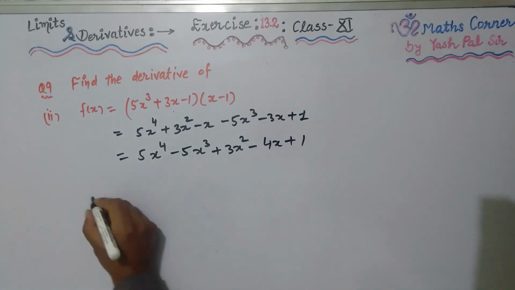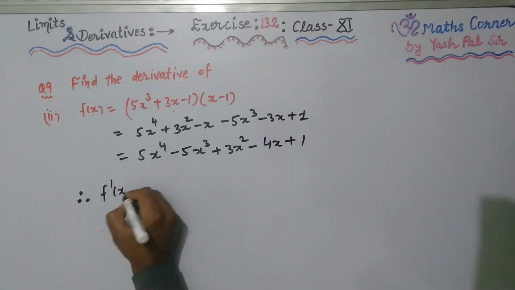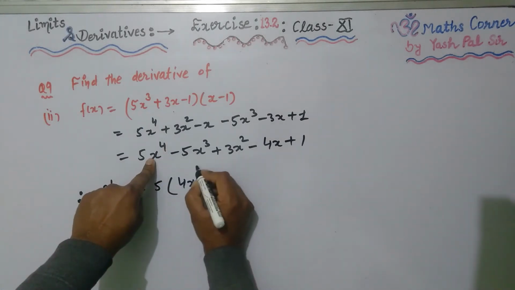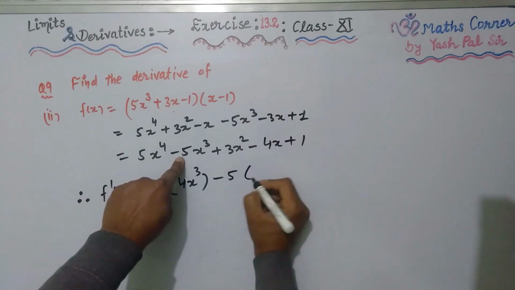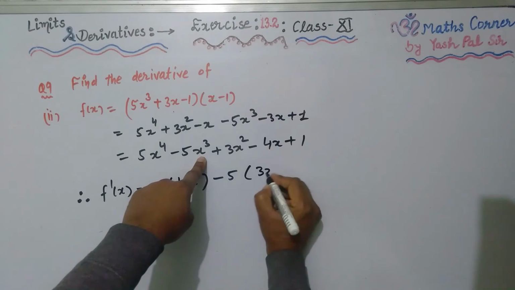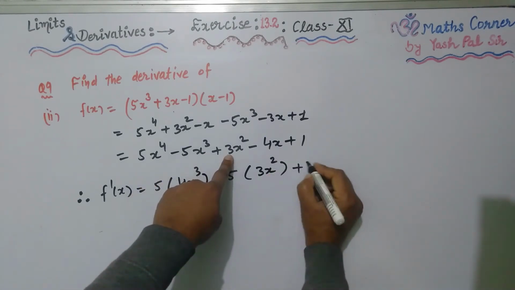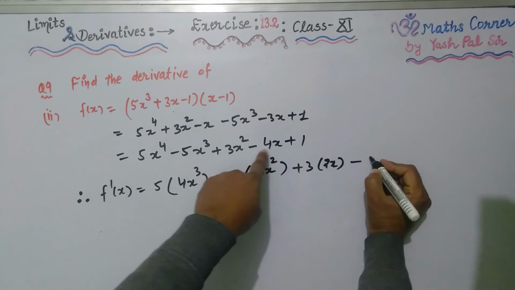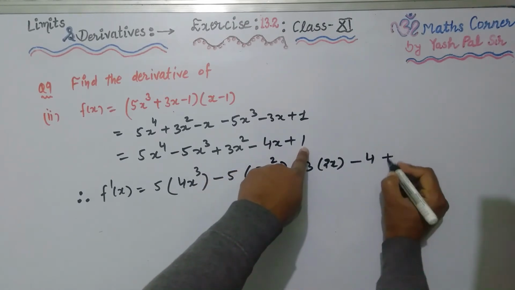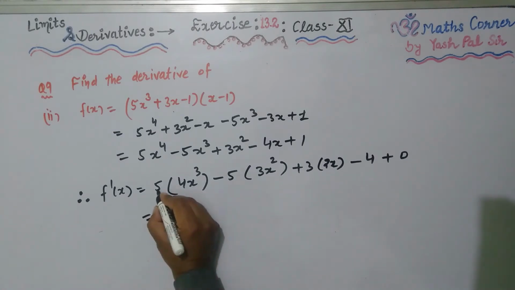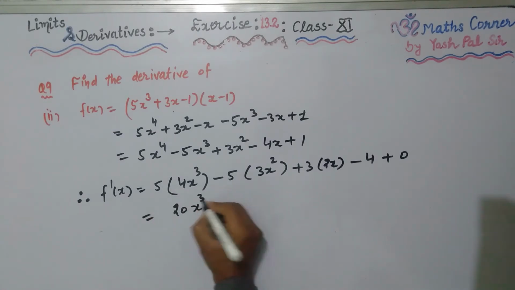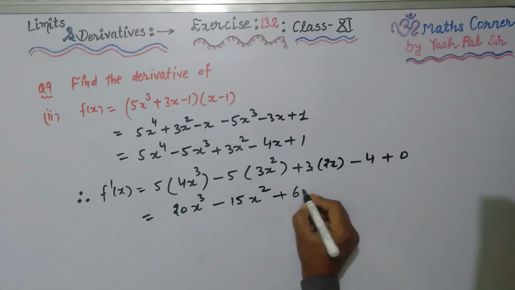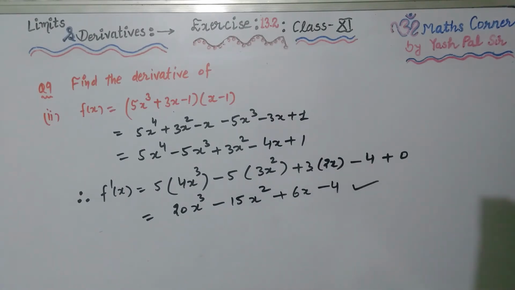After solving this, we find f dash x. This is 5 into the derivative of x raised to power 4, which is 4 into x power 3, minus 5 is constant. The derivative of x power 3 is 3 into x power 2, plus 3 into the derivative of x power 2, which is 2 into x, minus the derivative of 4x, which is 4. The derivative of 1 is 0. So finally we have 5 into 4, 20, x power 3 minus 15 x power 2 plus 6 x minus 4. So this is the answer.